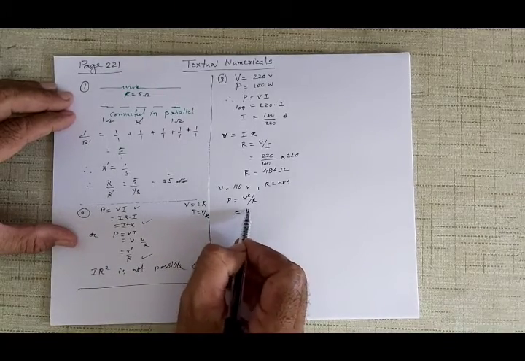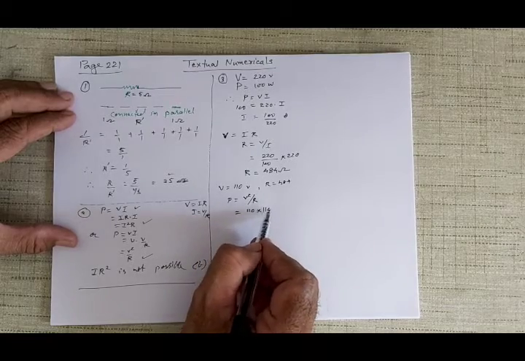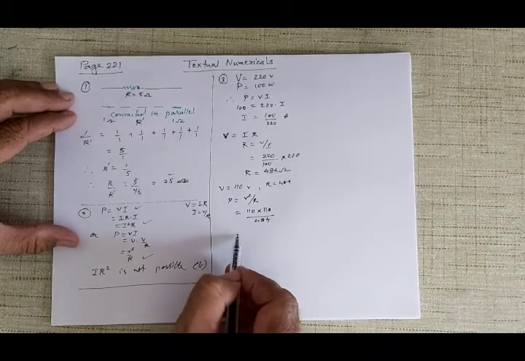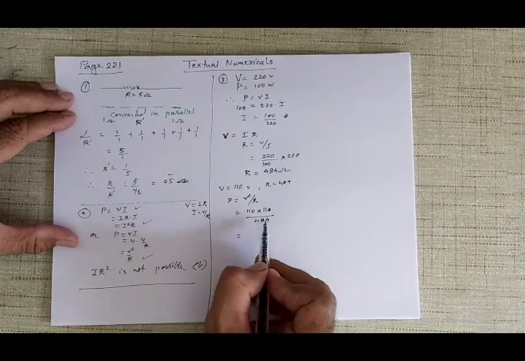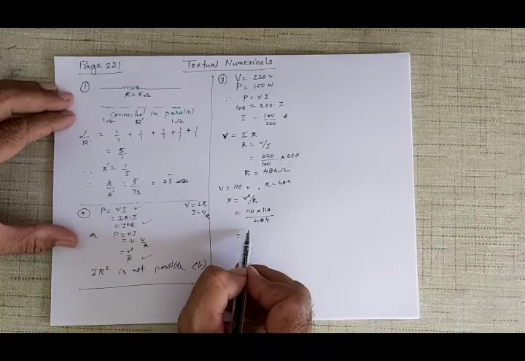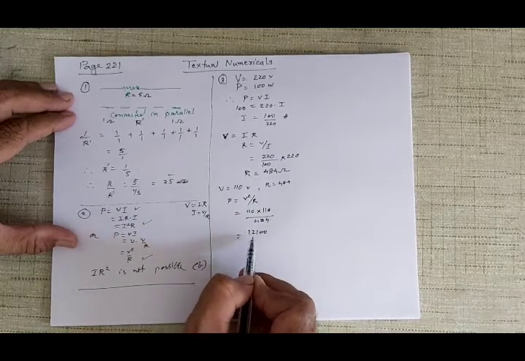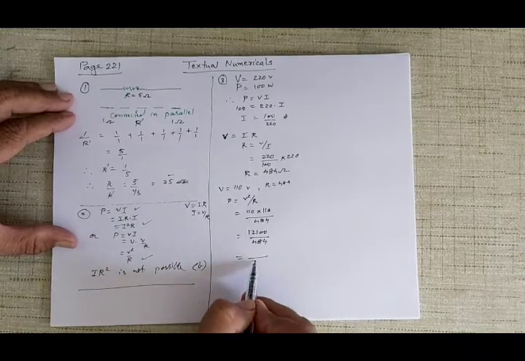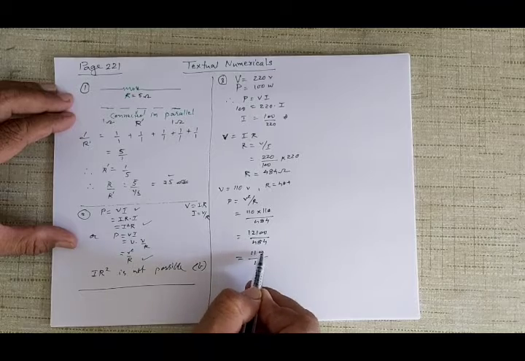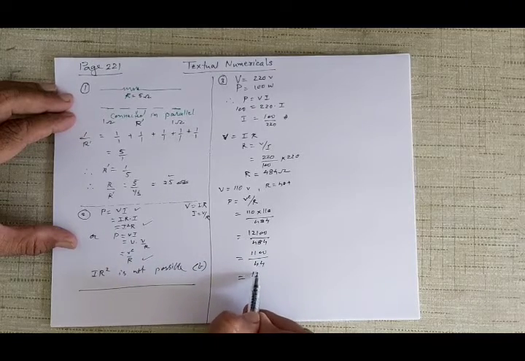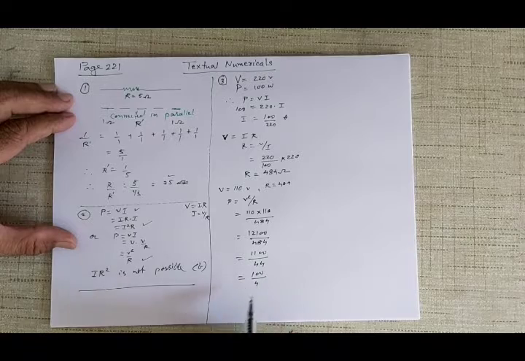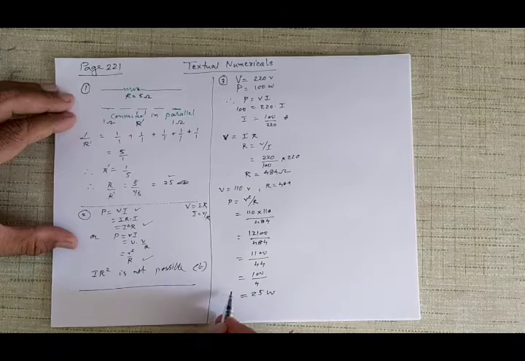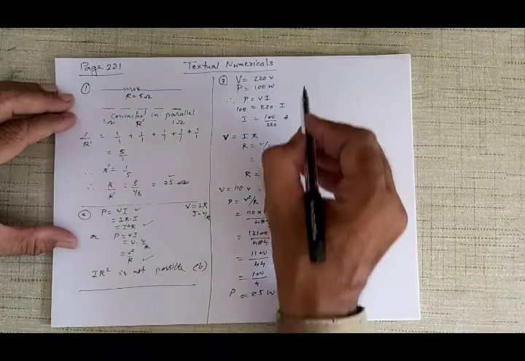V is given as 110, so 110 square, upon R, which is 484. Cancel out by 11. 11 into 11 is 121, and 121 upon 484, cancel out by 11 again, that is equal to 25 watts. We are finding power, so power will be equal to 25 watts.